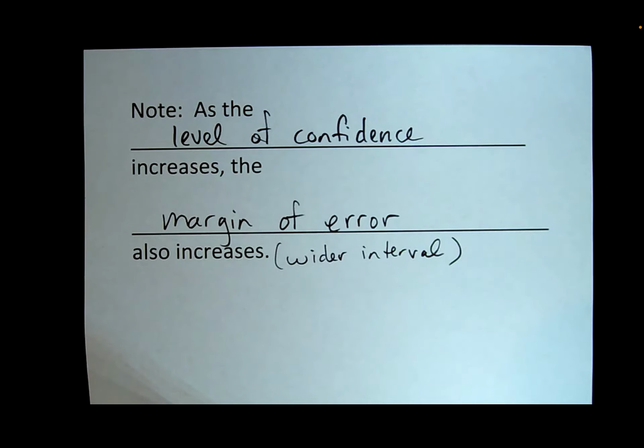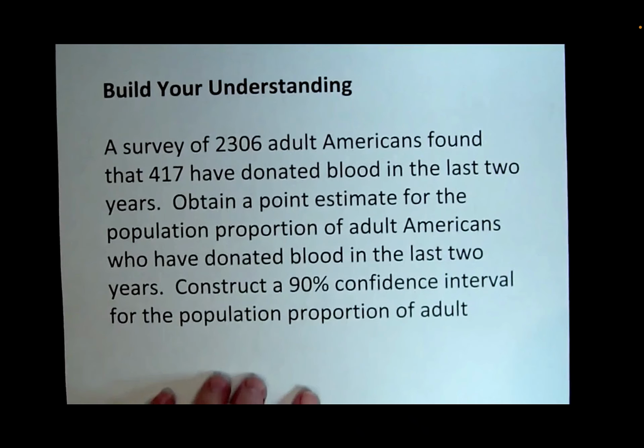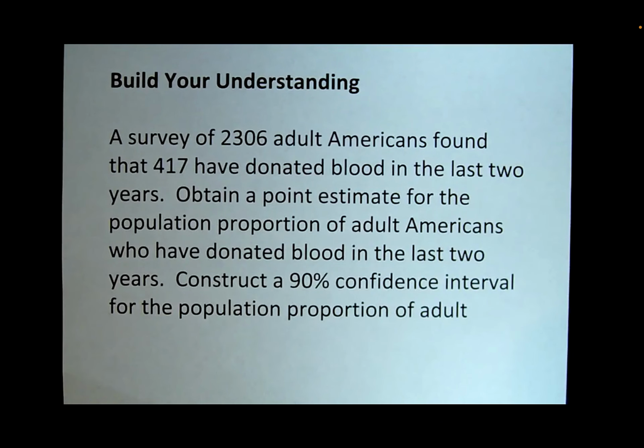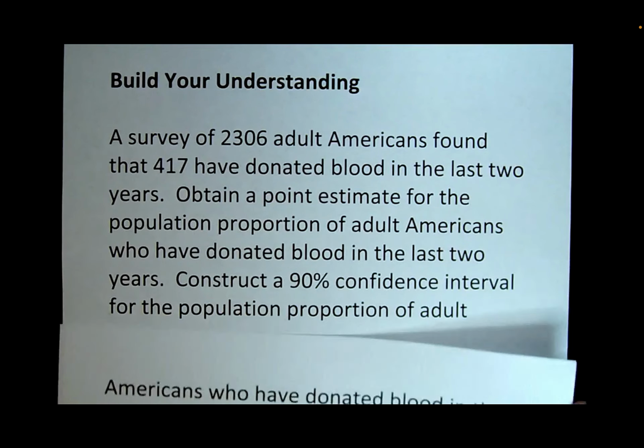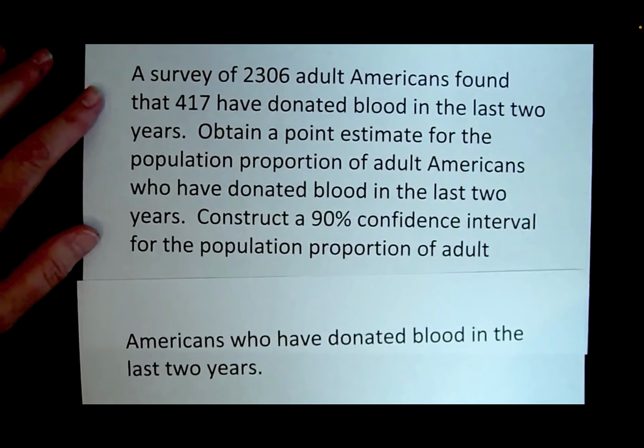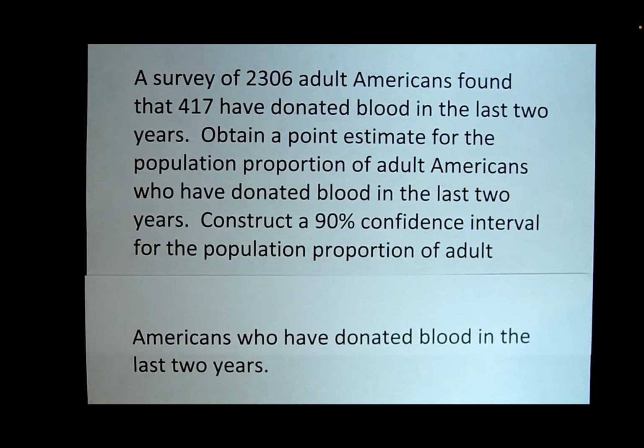So now we come to the time for you to try to put the pieces together yourself in a Build Your Understanding problem. A survey of 2,306 adult Americans found that 417 have donated blood in the last 2 years. Obtain a point estimate for the population proportion of adult Americans who have donated blood in the last 2 years. And then construct a 90% confidence interval for the population proportion of adult Americans who have donated blood in the last 2 years. So good luck with that, and we'll go over it together in the next video.